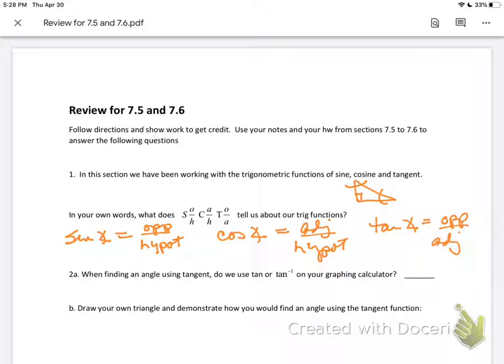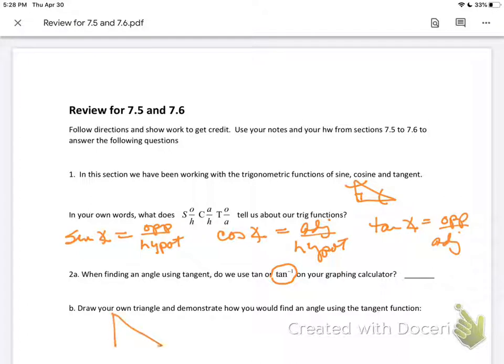Okay, to go on. When finding an angle using tangent, do we use tan or tan to the -1, also called the inverse of tan? And that's what we use. Whenever you're looking for an angle, you will use tan to the -1 if you're using the tan function. So draw your triangle and demonstrate how you would find an angle using the tan function.